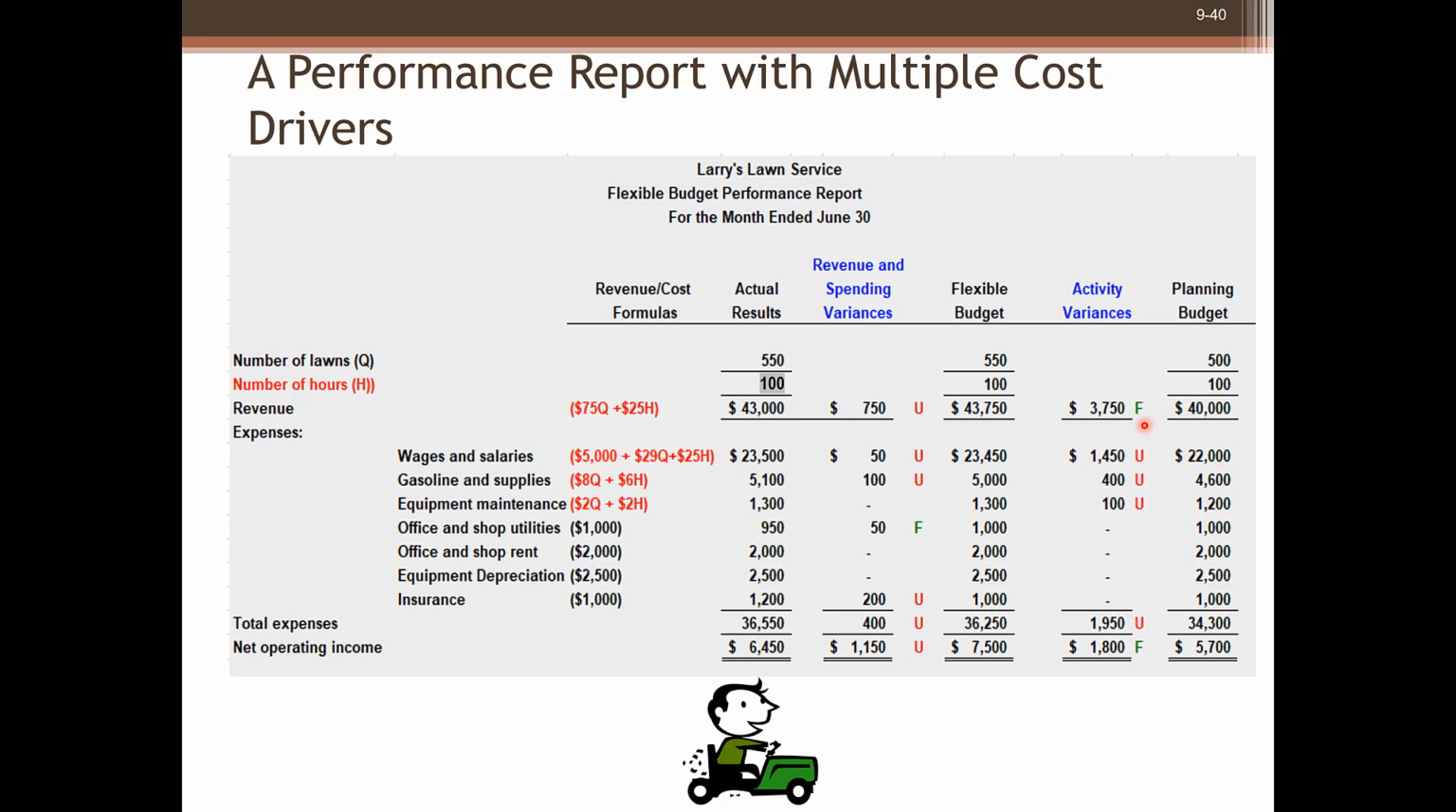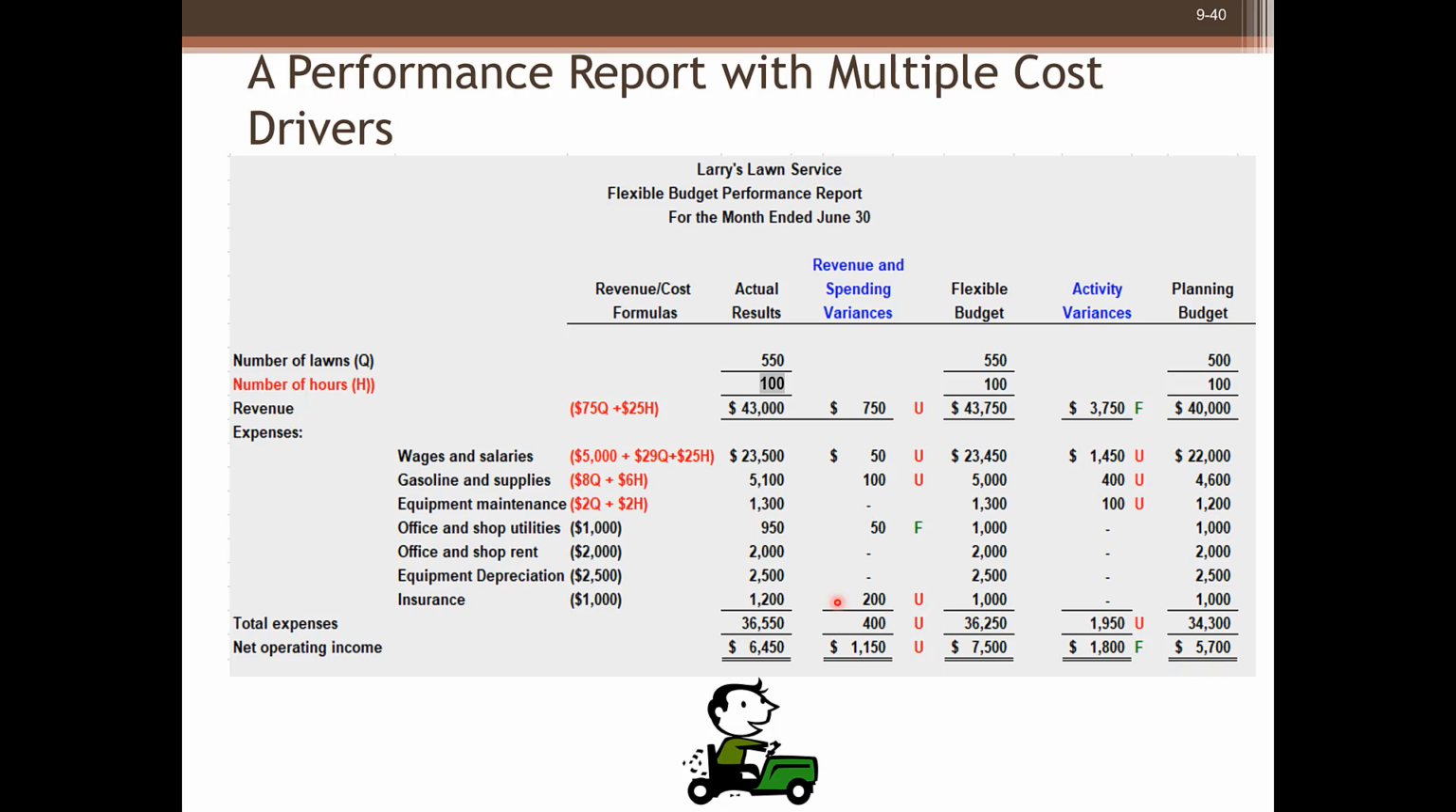activity variance for revenue is favorable. Activity variances for variable expenses are unfavorable. No difference for fixed expenses. The overall net operating income reported on the flexible budget is greater than that reported on the planning budget.